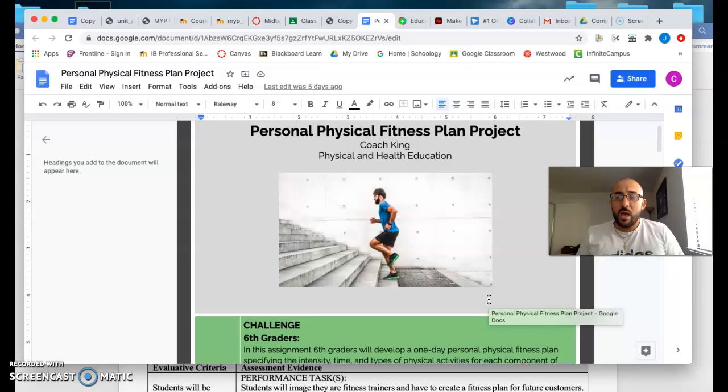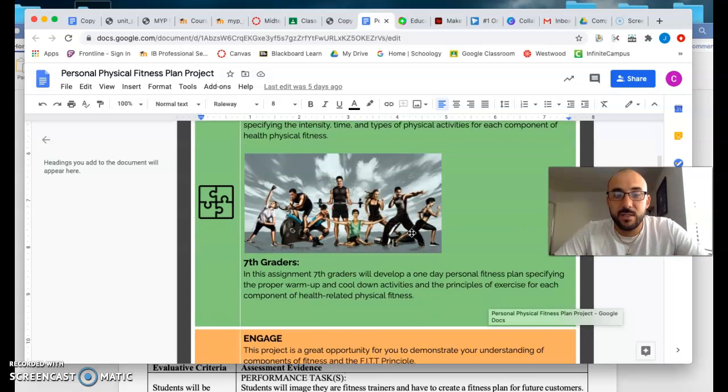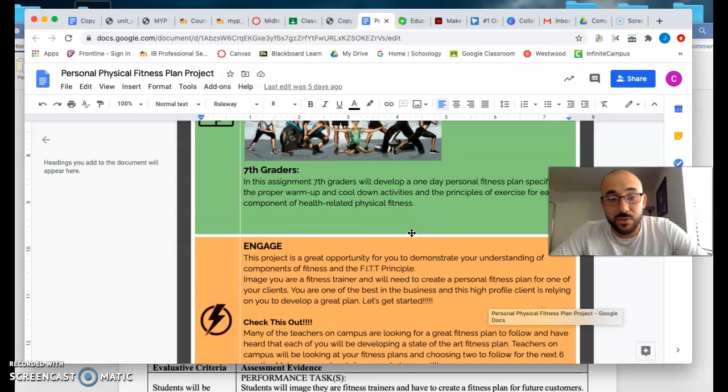fitness plan specific to the teachers on campus. So we're building in the community and focusing on actually applying what they were learning in class to real life scenarios. In this project, as you can see, my 6th and 7th graders have two different things that they're doing.